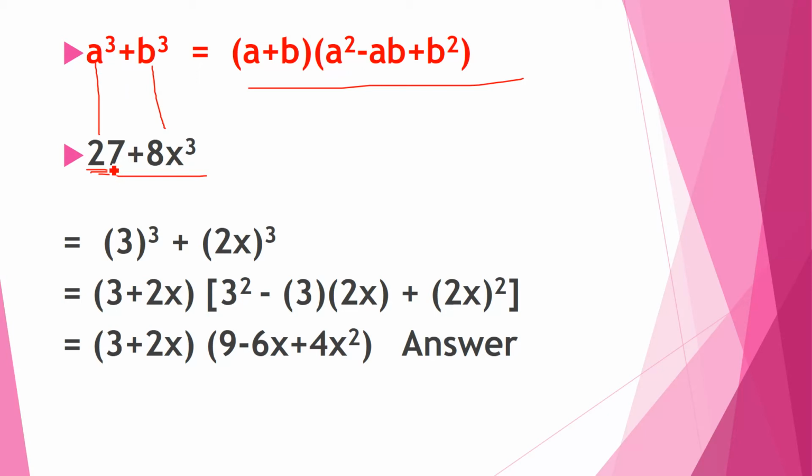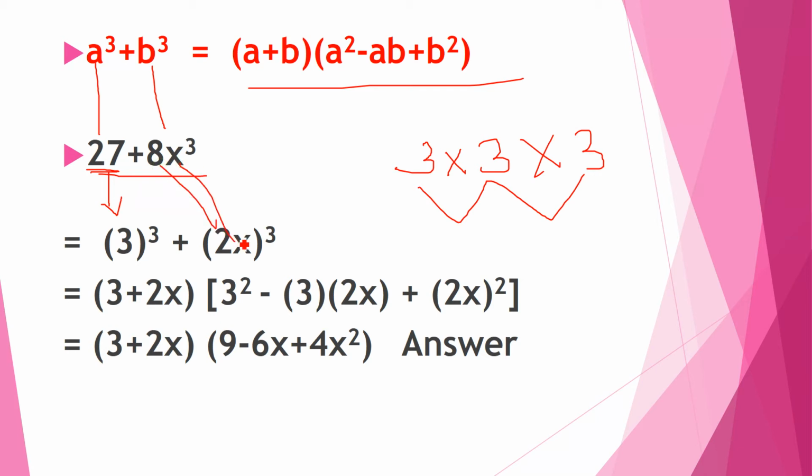So, 27 is the cube of 3. It means if I write 3 three times, 3 multiplied by 3 multiplied by 3, 3 times 3 is 9, 3 times 9 is 27. So it is 3 cube, right? We can write 27 like this. What about 8? I told you 8 is the cube of 2. If I write 2 three times, 2 multiplied by 2 multiplied by 2, you will get 8. So 2x whole cube. Right?